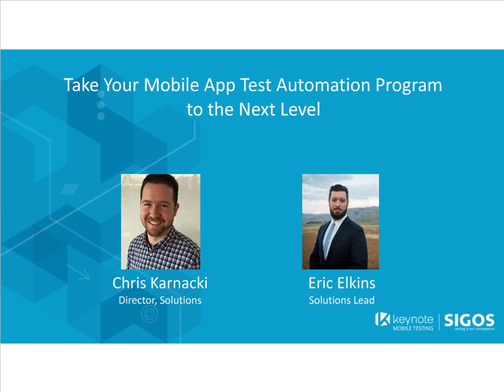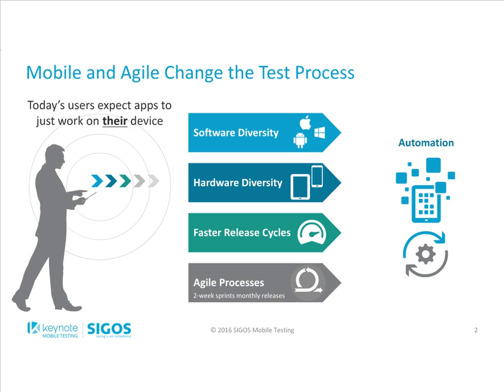So again, we're going to take some time today to talk about how to take your mobile app test automation program to the next level. But let's walk through first high-level concepts to get started here. So mobile and agile change your test process. As you're all well aware, today's users expect their applications to just work on their devices. It's not enough to say it works on iPhones and it works on Androids. They want to know that it works on their specific phone or tablet.